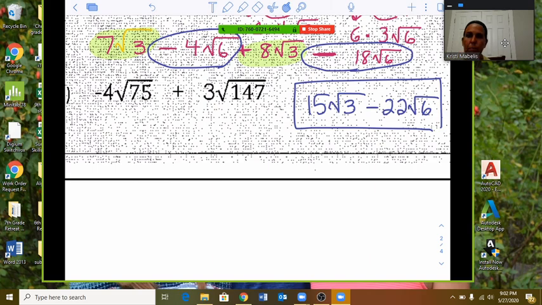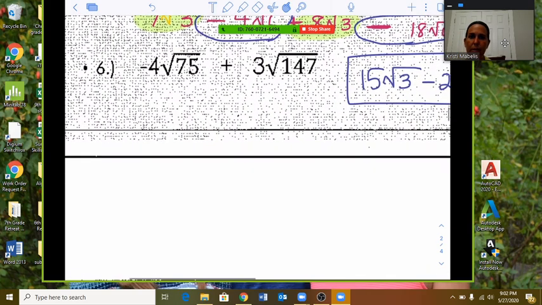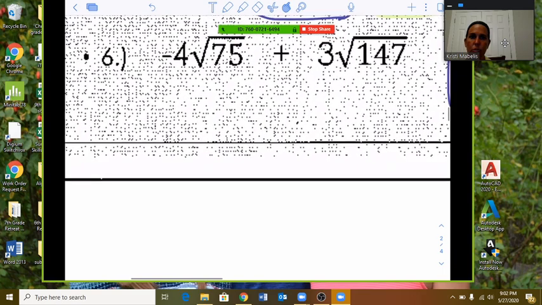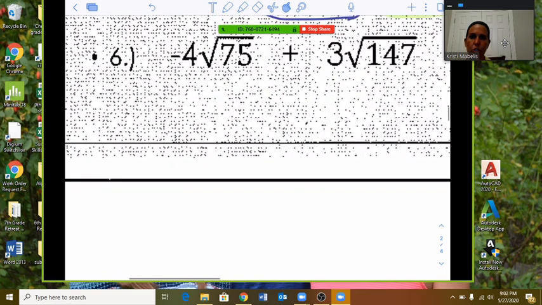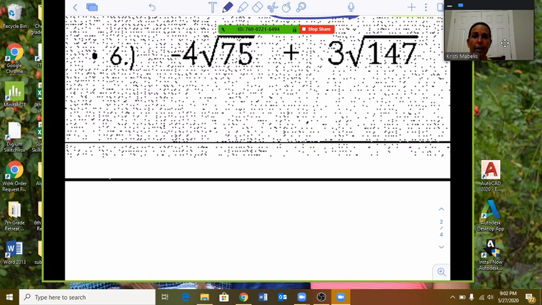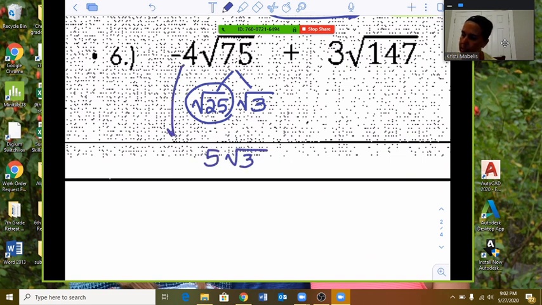Okay, let's do one more of these. This one's not too bad. It's two terms. Obviously, they do not match. So let's see if we can make them match after we break down the radical. 75. What perfect square number goes into 75? 25. Good. So we have radical 25 times 3. This breaks free, becomes a 5, and then bring down that negative 4, multiply it, negative 20 radical 3.